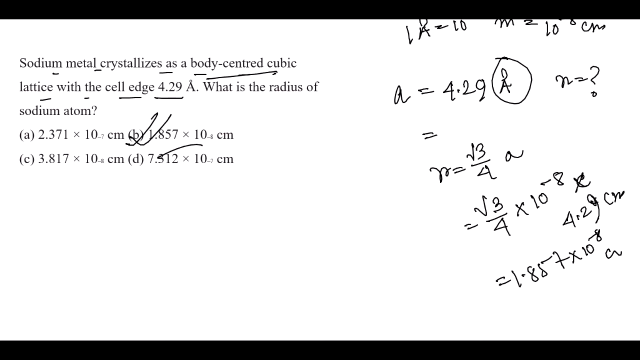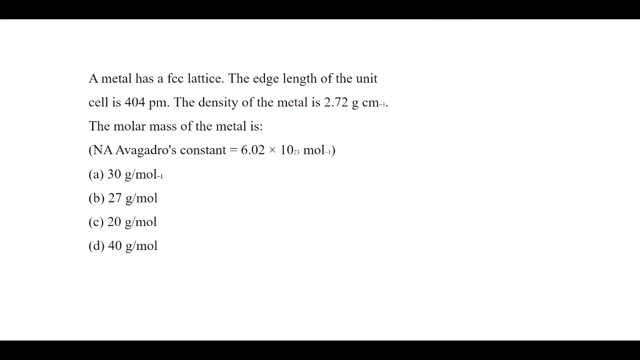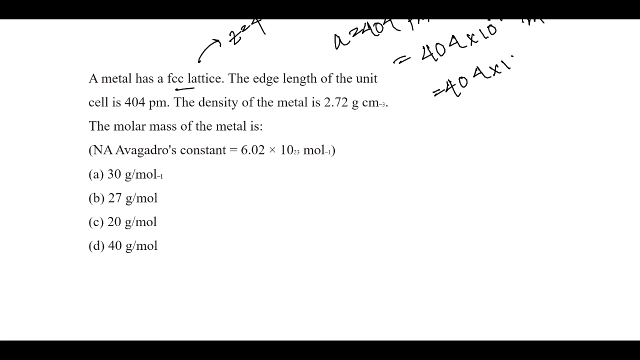Next, we can have numericals based upon the concept of density. We have a definite formula of density. Let's see what numerical we have. A metal has an FCC lattice, that means Z is equal to 4. The edge length of the unit cell a is equal to 404 picometer. For picometer to meter, we have to multiply by 10 to the power minus 12. From meter to centimeter, we multiply by 10 to the power 2. So it becomes 10 to the power minus 10 centimeter.